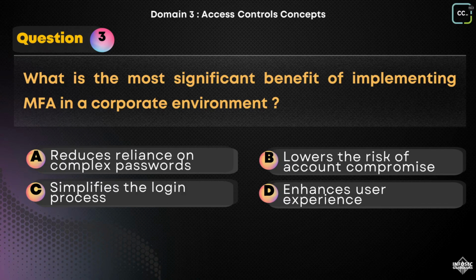Let us review each option. Option A, while MFA supports password security, it doesn't eliminate the need for strong passwords. Option B, MFA significantly lowers the risk of account compromise by requiring multiple verification factors. Option C, MFA adds steps, potentially complicating the login process rather than simplifying it. Option D, although MFA enhances security, it may not always improve user experience due to additional verification steps. In summary, MFA's primary advantage is its effectiveness in reducing the likelihood of account compromise, which is Option B.